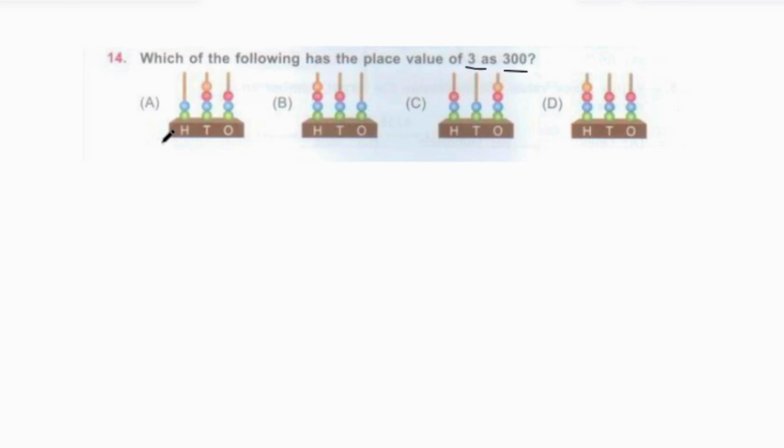So let's see the value of beads of A in the hundreds position. Here you have 2 beads making it 200. Here you have 4 beads making it 400. In option C you have 3 beads which is 300. In option D you have 4 beads again making it 400. Since we need 3 as 300, option C is the correct answer.